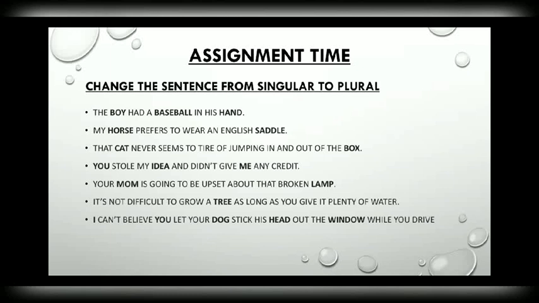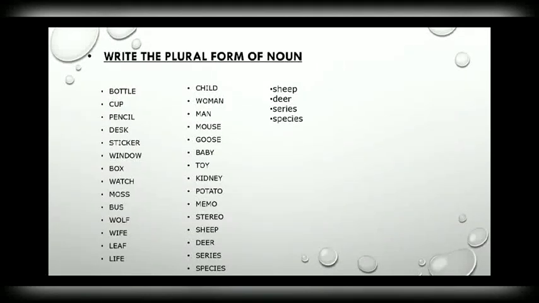It's not difficult to grow a tree as long as you give it plenty of water. I can't believe you let your dog stick his head out the window while you drive. Change the sentences from singular to plural.